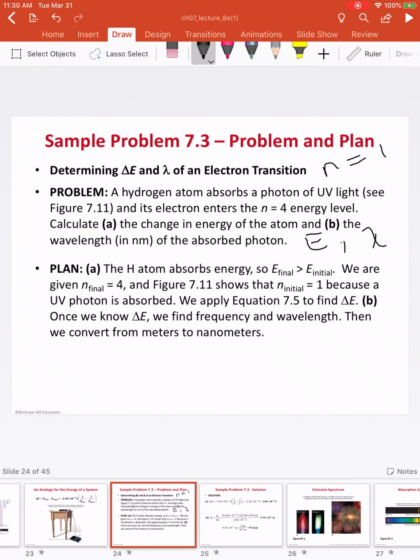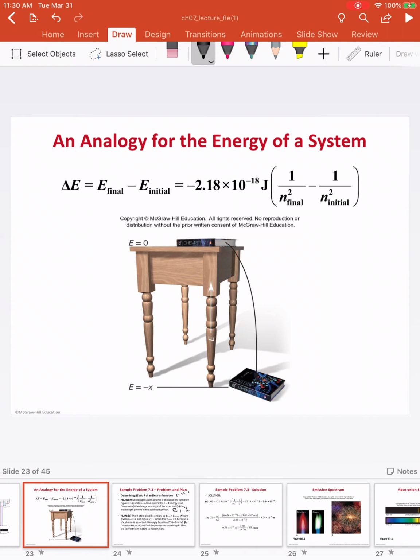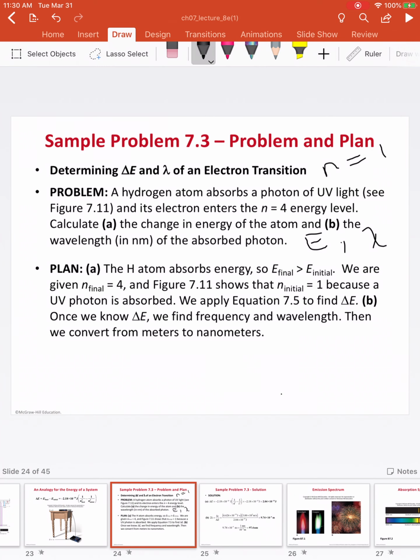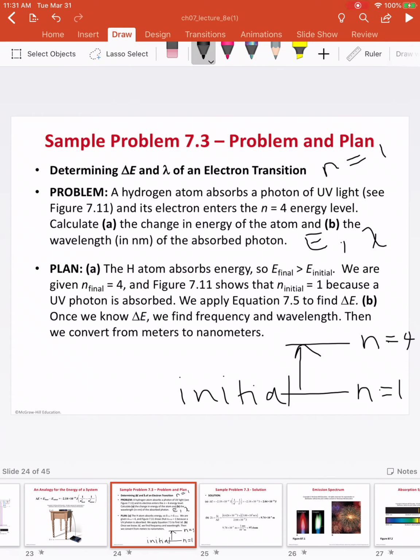It says UV light, a hydrogen atom absorbs a photon, meaning it goes from N equals 1 to N equals 4. So N final needs to be 4 because it's absorption. How does the absorption happen? You have N equals 1 and then N equals 4 somewhere here. So it absorbs a photon of UV light. The final is going to be N equals 4 and the initial N equals 1, because it is absorbing.